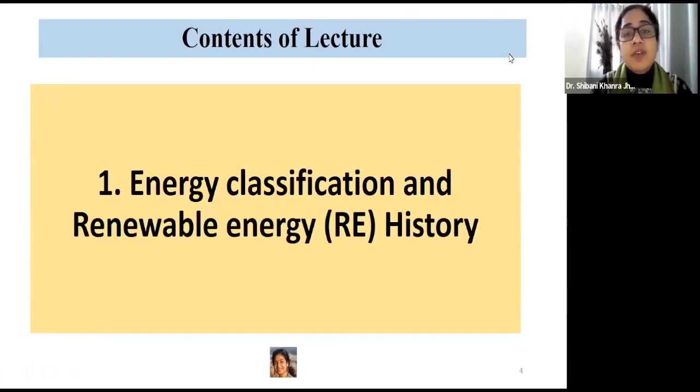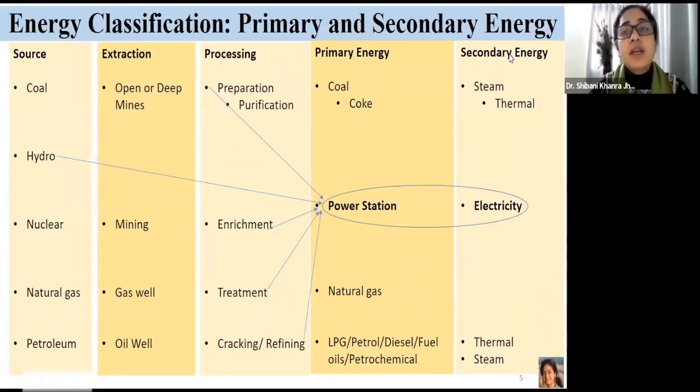First, let's look at the first part of the lecture, which will be energy classification and renewable energy history. So in a general notion, we classify energy based on primary and secondary energy uses, which again depends on several layers of classification: based on the source, based on the extraction, based on processing, and then we define primary and secondary energy. Based on source, the very conventional sources are coal, hydro, nuclear, natural gas, petroleum. And again, all these sources have a different mode of extraction.